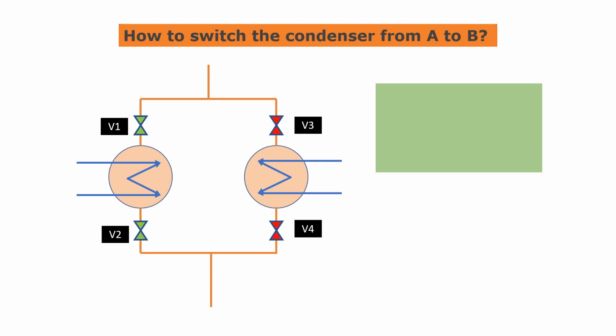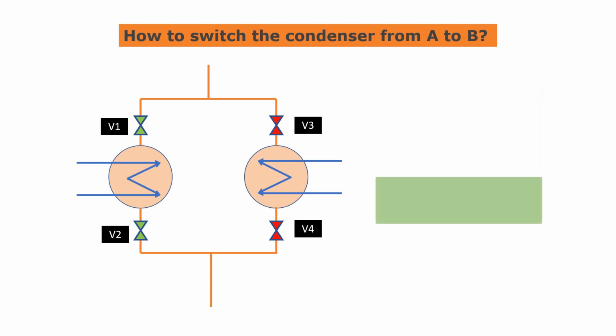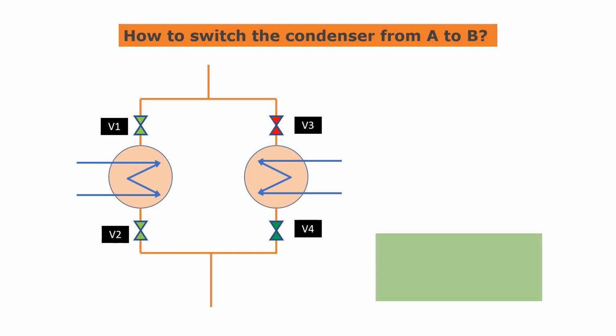Step 1. Feed cooling water to Condenser B. Step 2. Open valve V4 until fully opened. Step 3. Slowly open valve V3 until fully open.